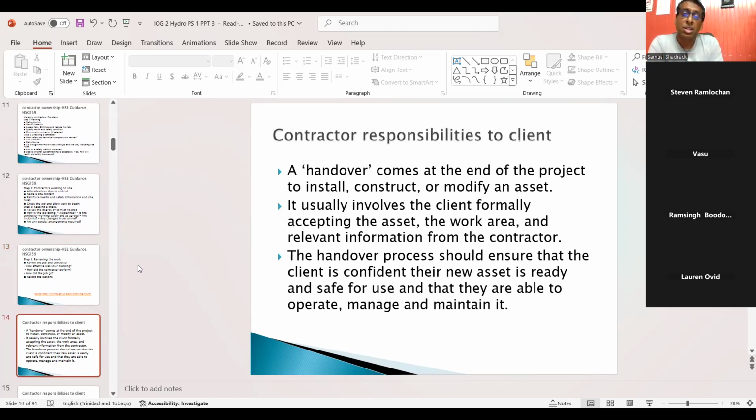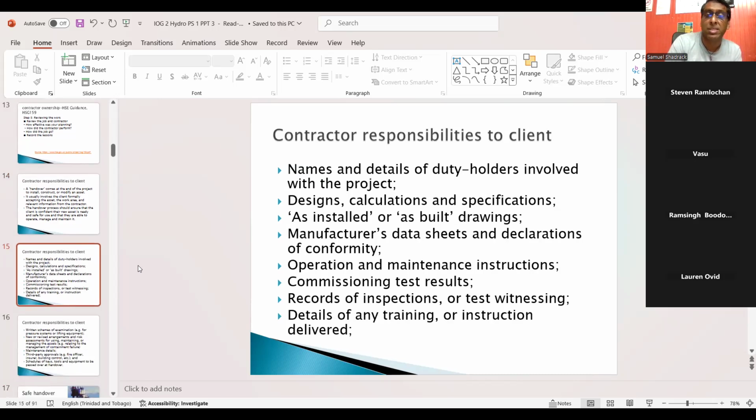Right? So contractor responsibilities to the client. A handover comes at the end of the project to install, construct, or modify an asset. It usually involves the client formally accepting the asset, the work area, and relevant information from the contractor. The handover process should ensure that the client is confident that the new asset is ready and safe for use, and that they are able to operate, manage, and maintain it. Contractor responsibilities to clients. So this is once a job is finished.